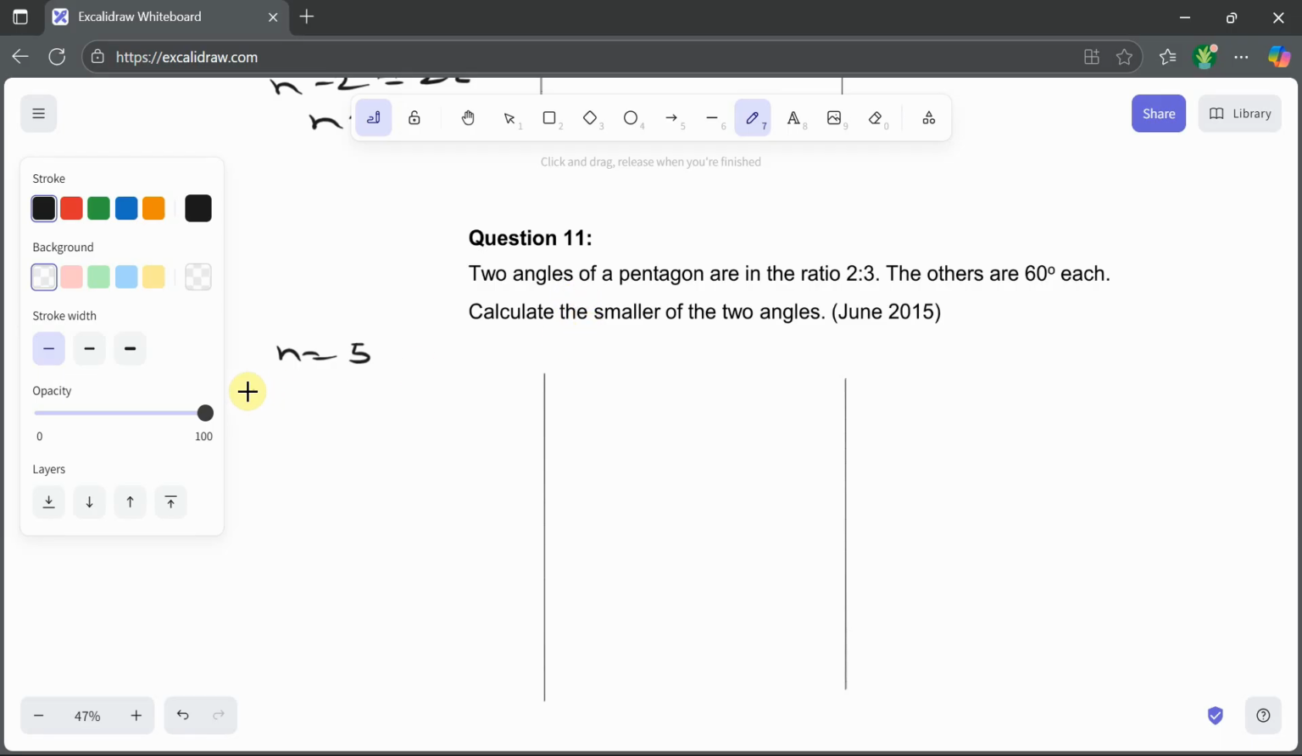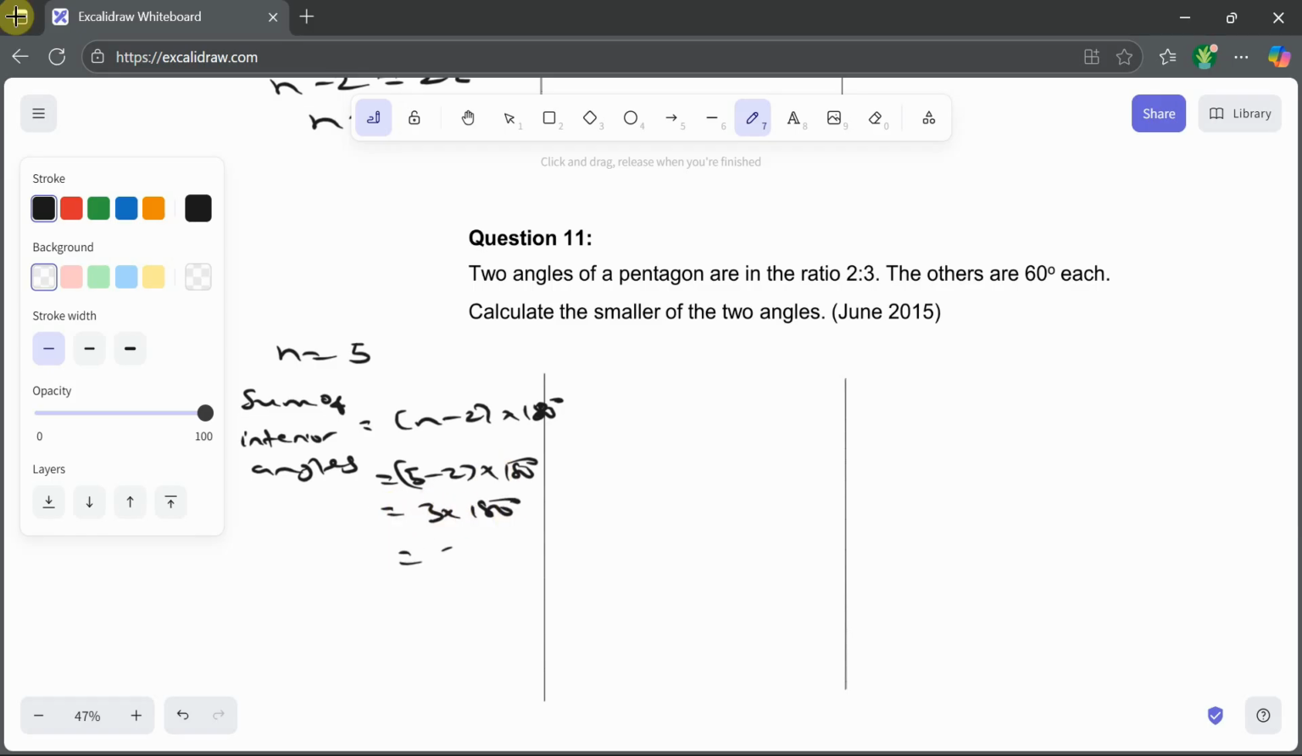We're not told if it's interior or exterior, but by inference we can assume that it is interior. Great. So the sum of interior angles will give you n minus 2 multiplying 180 degrees, right? So that is 5 minus 2 multiplying 180 degrees, and that will give you 3 times 180 degrees, which will give you 540 degrees. Two angles are in the ratio 2 to 3, and the others are 60 degrees. So let me say the sum of the two angles is x, plus the other angles are 60 times 3, because there are 3 other angles. So the sum will give me 540.